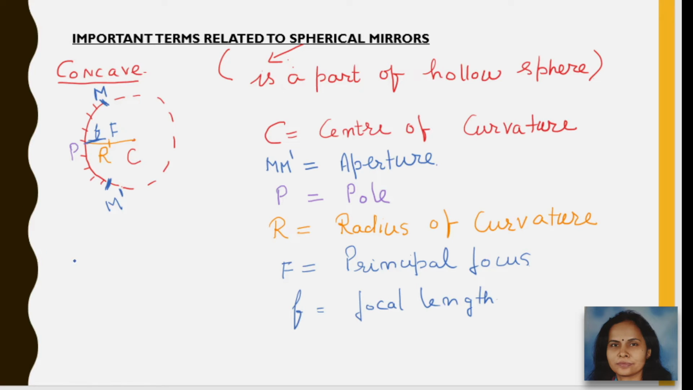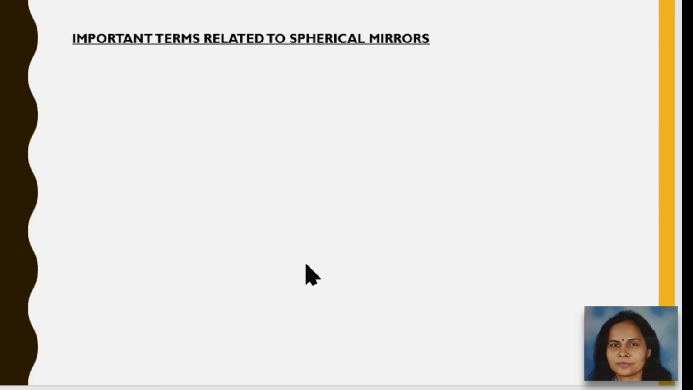Now there is a relation between focal length and the radius of curvature. The radius of curvature is twice the focal length. So you can use this while doing your numericals. Those terms can be understood for the convex mirror as well. So here I'm writing for the convex mirror. Let's draw the diagram for the convex mirror also.